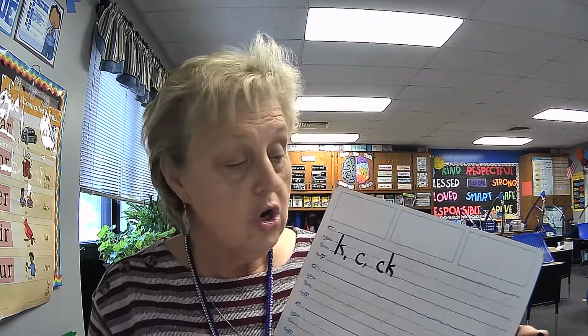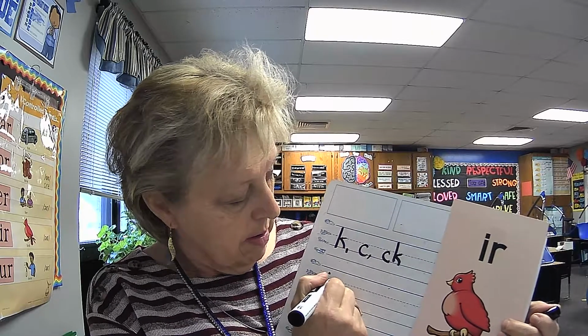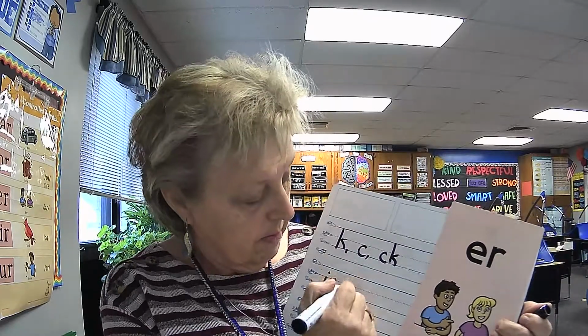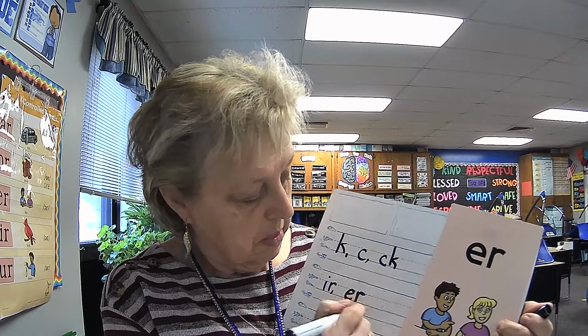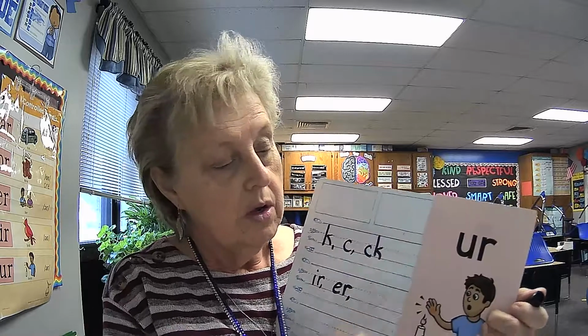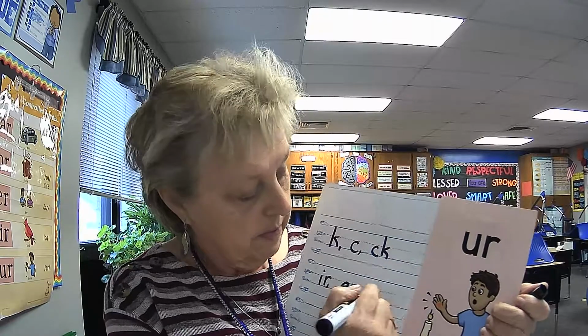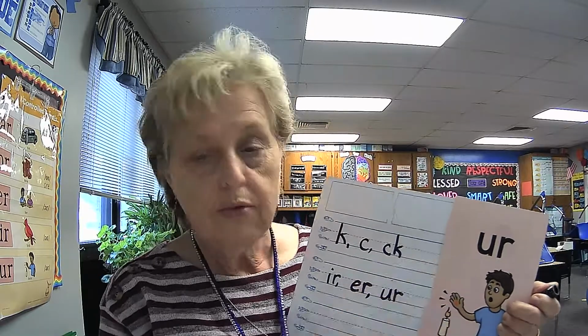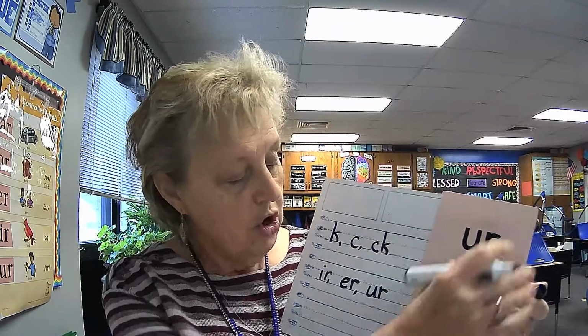Okay, echo me. There are 3 ways to make the sound of er. The first way, IR, bird, and put a comma. Second way, ER, her. And the third way, UR, burn. So 3 ways to make the sound of er.